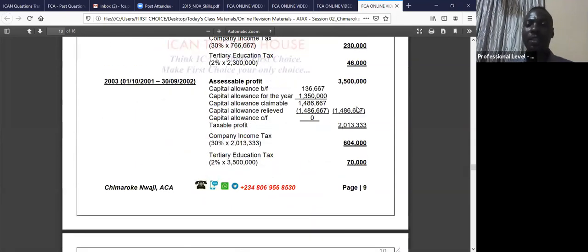Third year, this is the profit that was given to you. This was the balance of capital allowance from last year. This is this year's capital allowance, total claimable. Now to get your total relieved, you will have to do 2/3 of 3.5 million. When you do that, you will get something higher than this claimable capital allowance. Since the law says you must choose the lower, that means you cannot be claiming more than your capital allowance.